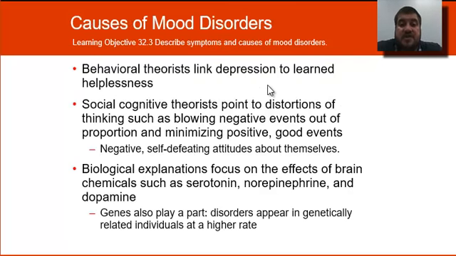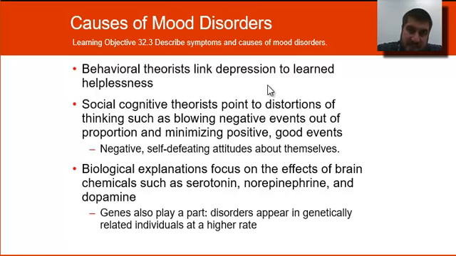What's the cause of a mood disorder? Well, Martin Seligman and behavioral theorists link it to learned helplessness, where the person has learned that they cannot improve their situation, which is not true. Social cognitive theorists say that it is distortions of thinking, where negative events are so out of proportion that they can't overcome them, and they minimize the positive good events that happen, and they develop negative self-defeating attitudes about themselves, which means that it will then go down in a cyclical fashion and get worse.